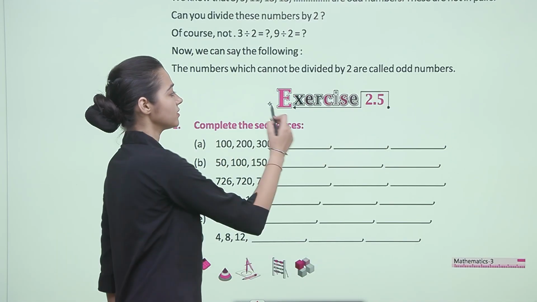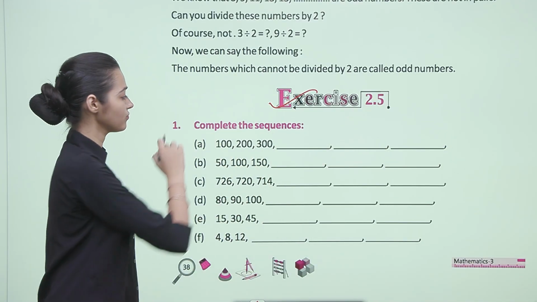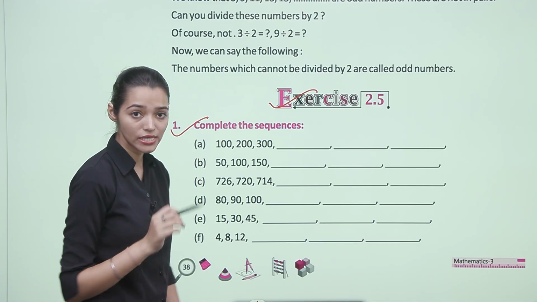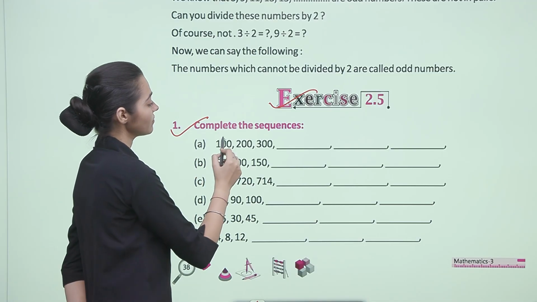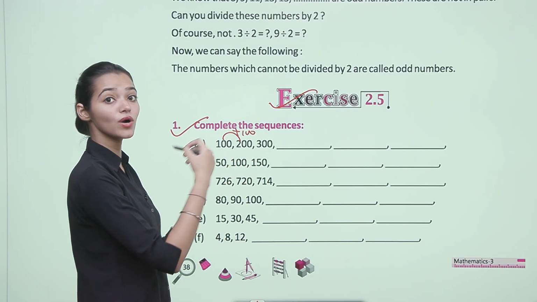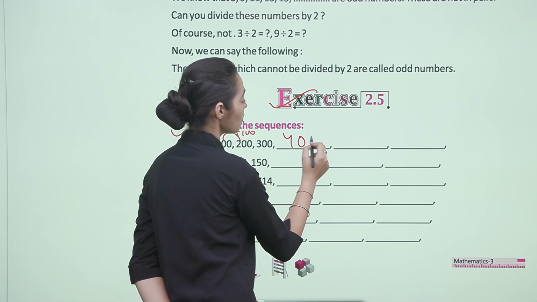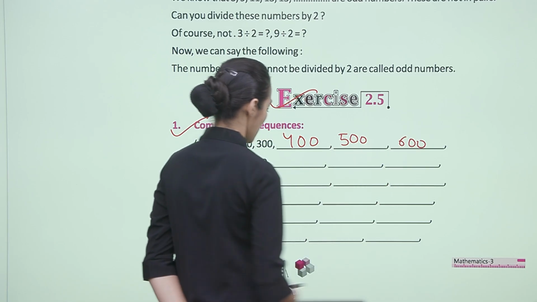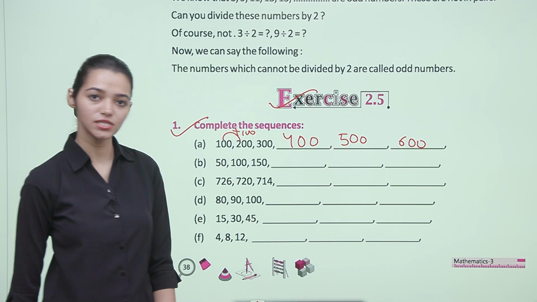Now let's start with exercise 2.5. In the first part, we have to complete the sequence. Now when we look at this sequence and notice the differences, we are adding 100 each time. So 100, 200, after that 300, then 400, then 500 and then 600. That's how you have to complete all the sequences.